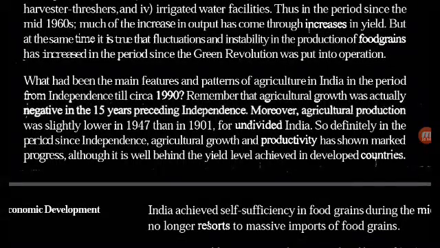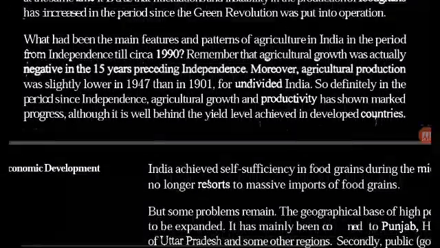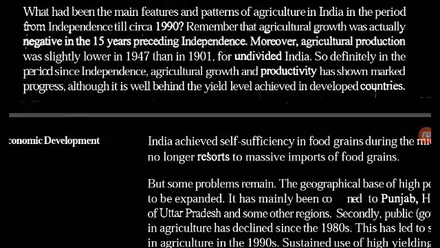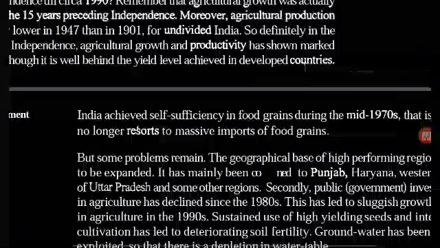What have been the main features and patterns of agriculture in India in the period from independence till 1990? Remember that agricultural growth was actually negative in the 15 years preceding independence. Moreover, agricultural production was slightly lower in 1947 than in 1901 for undivided India. So, definitely in the period since independence, agricultural growth and productivity has shown marked progress, although it is well behind the yield level achieved in developed countries.